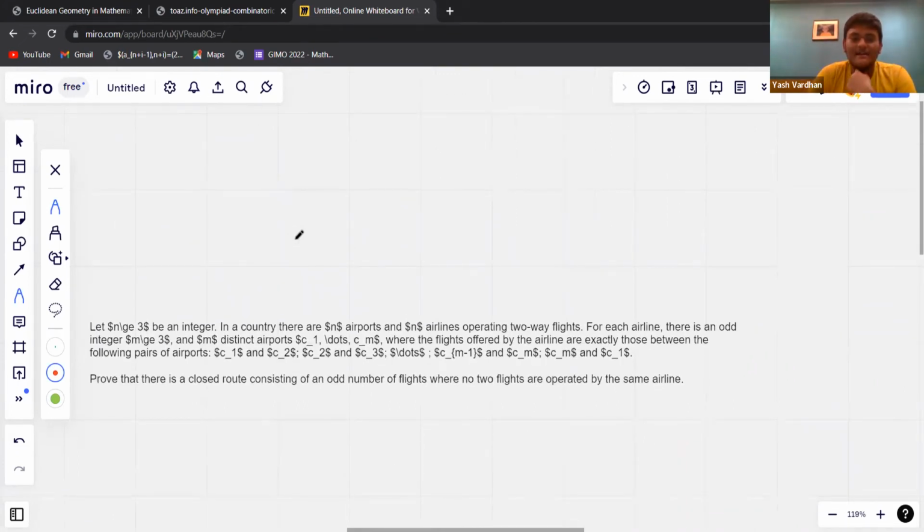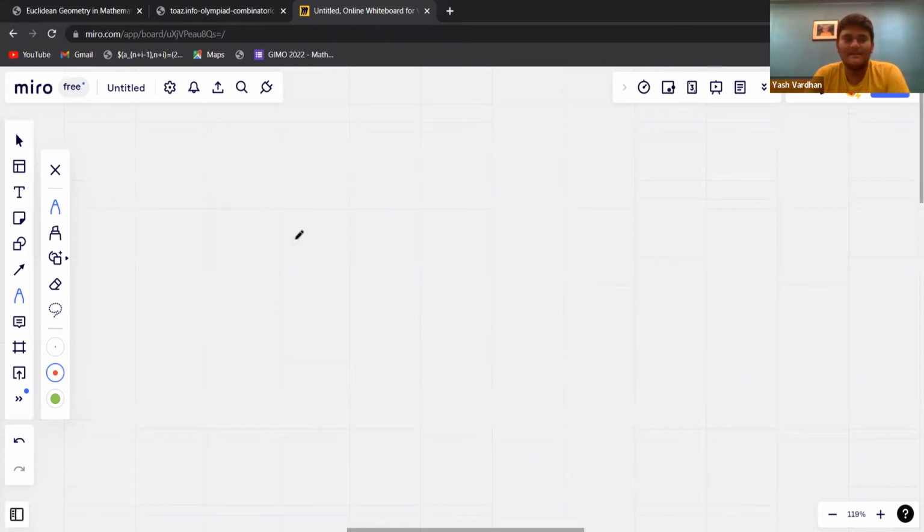Let n be at least 3 be an integer. In a country, there are n airports and n airlines operating two-way flights. For each airline, there is an odd integer m and m distinct airports C1, C2, up to Cm, where the flights offered by the airline are exactly those between the following pairs of airports: C1 and C2, and so on till Cm and C1. Prove that there is a closed route consisting of an odd number of flights where no two flights are operated by the same airline.